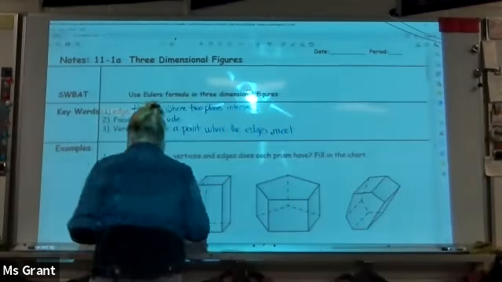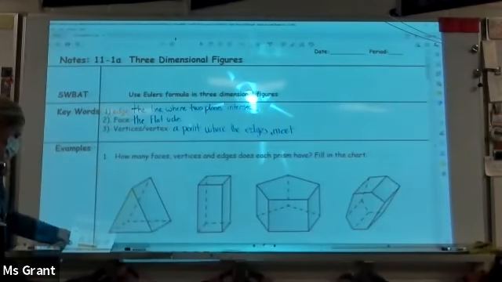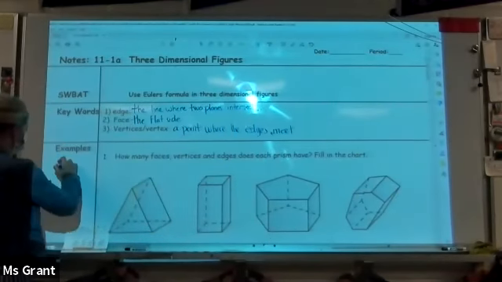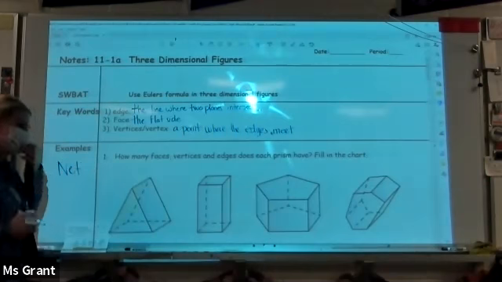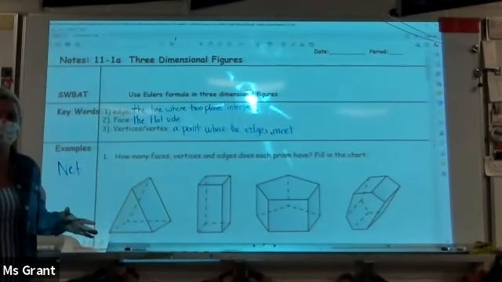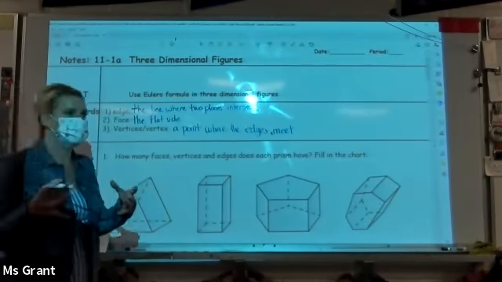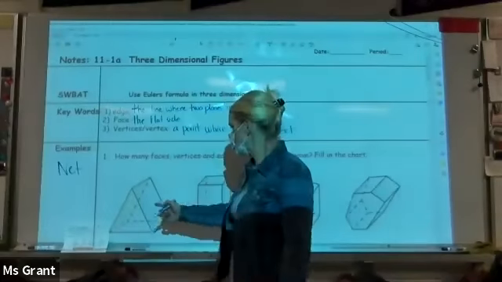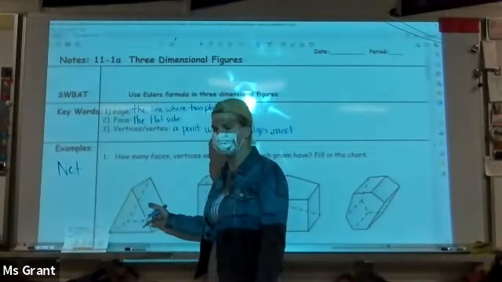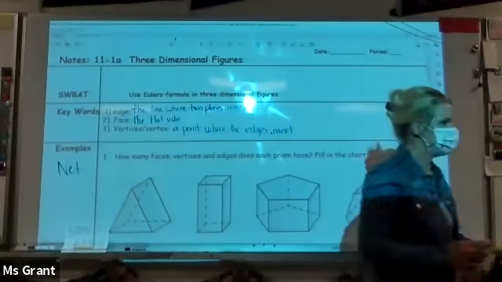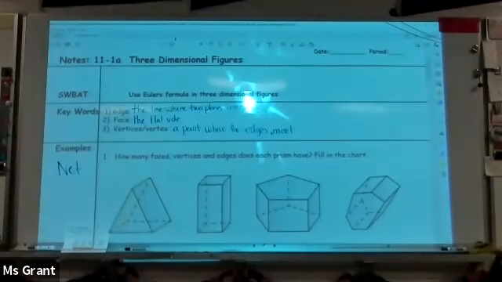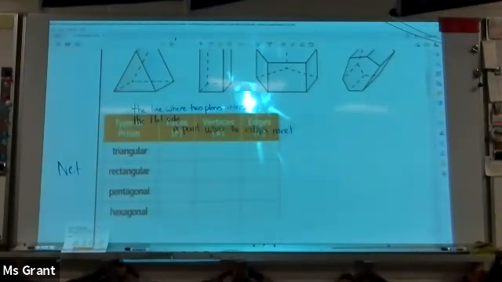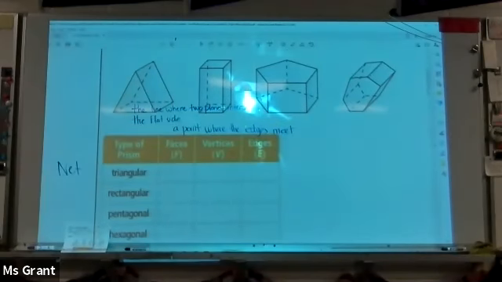Okay, how many faces? So what I'm going to do is I'm going to show you how to draw these using, it's called a net. The net is where I flatten out every side and I basically make a little diagram of what the shape is made out of. So this shape has two triangles and three rectangles, right? So I'll have to scroll down. Hope you got the vocab words done.